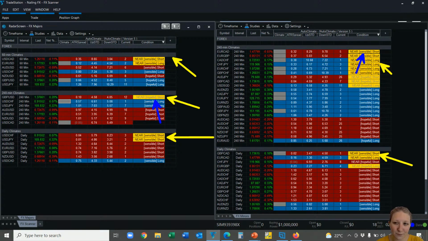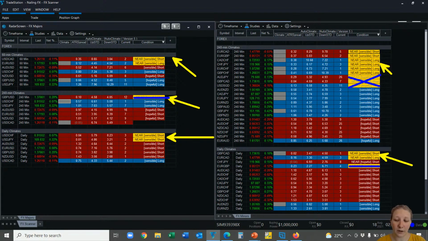We want to be sensible, so we focus on just the sensible ones. That means we'll take out this one, and we'll take out this one, and we'll take out all of these three. So we're filtering down even more. We're looking at only the yellow boxes that say sensible.